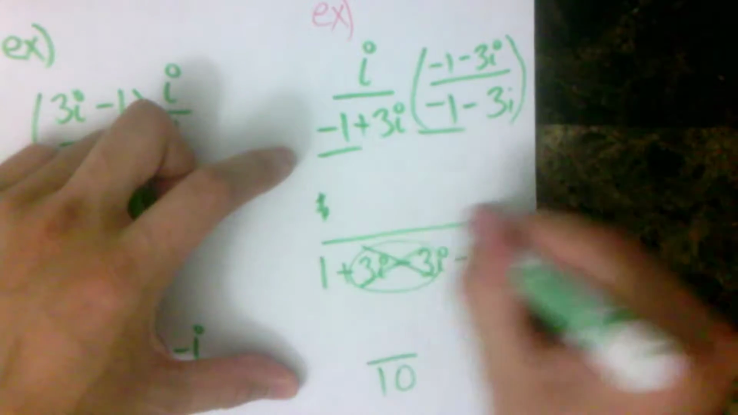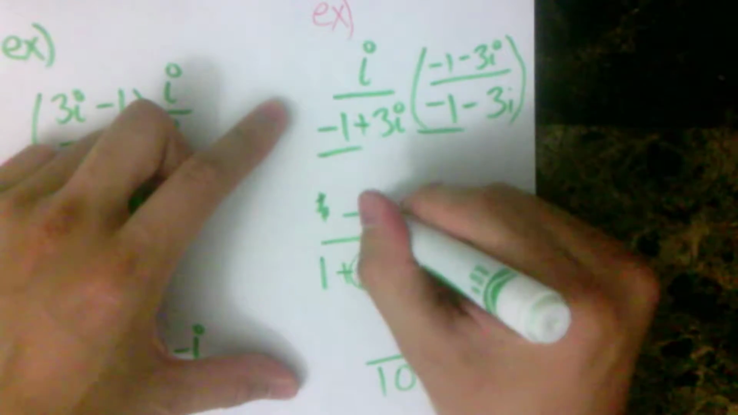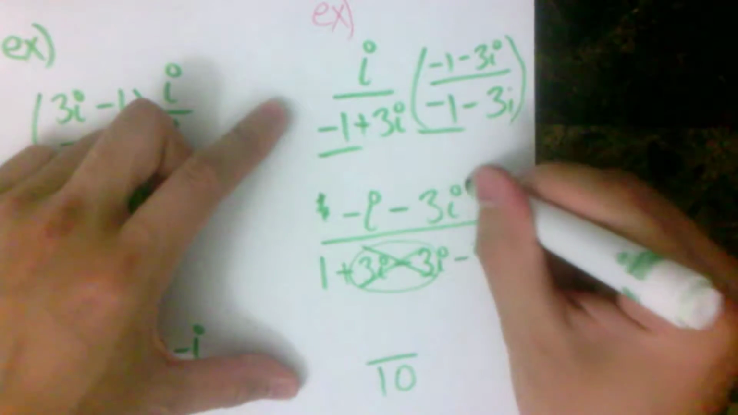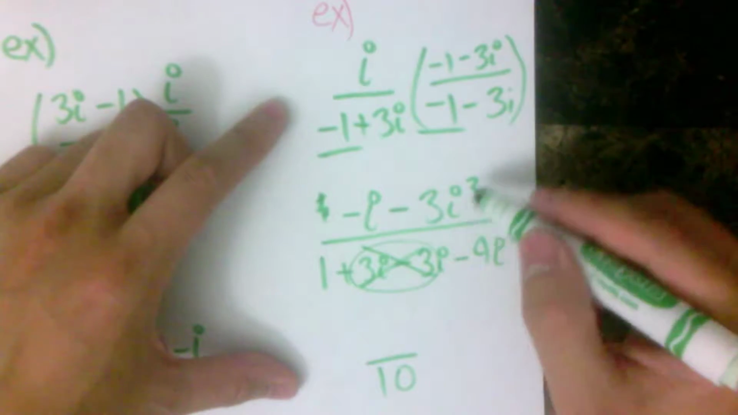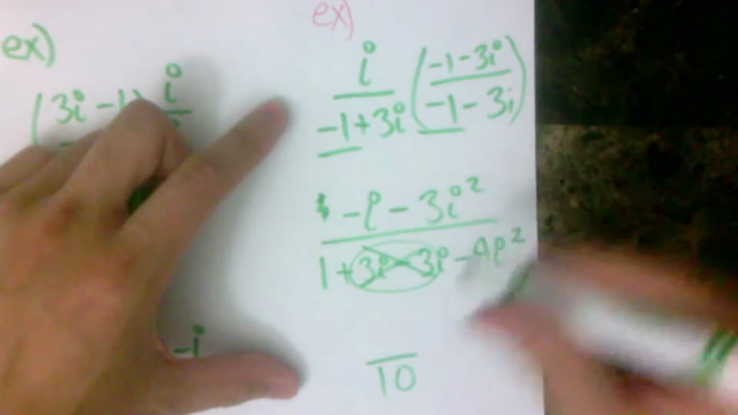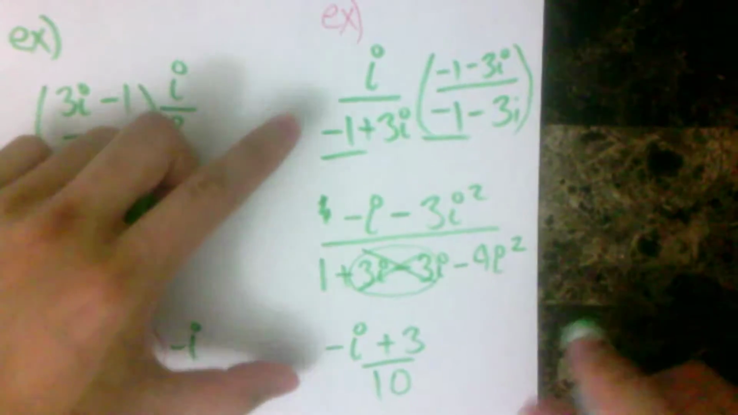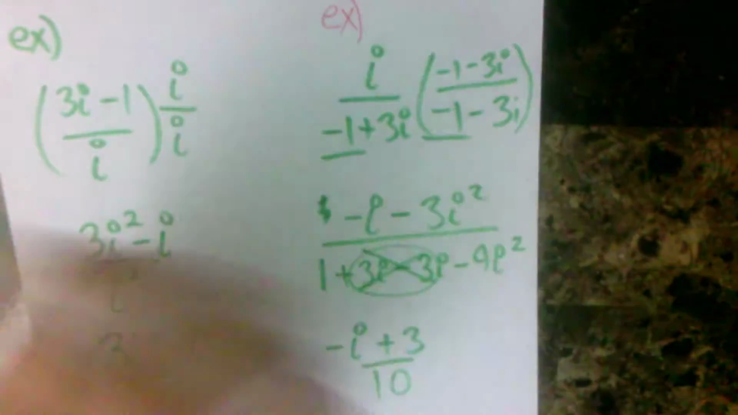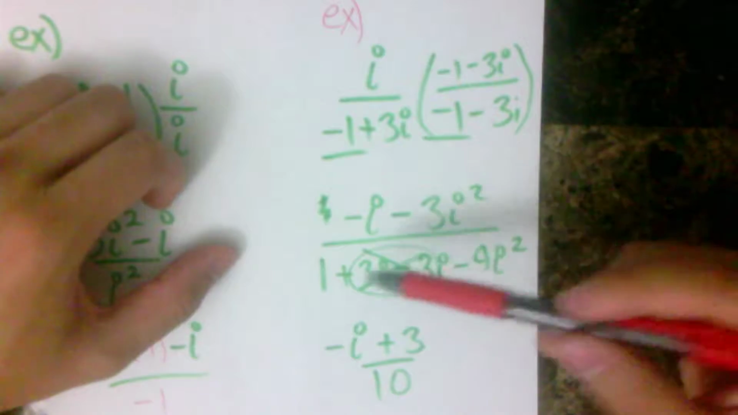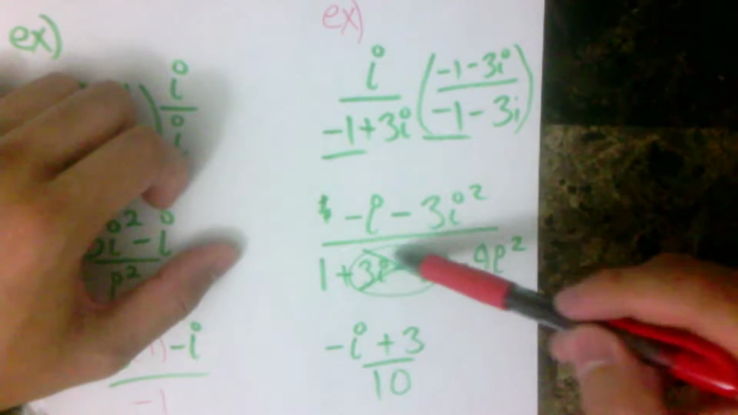But what goes on top of all this is just i times all this stuff. So i times -1 is negative i, and i times -3i is a negative 3i squared. And again, i squared we can simplify to -1. Negative 3 times -1 is a positive 3. So this is really negative i plus 3 all over 10, and you'd be done with this problem. I know I went through that quickly, but it is just FOIL, except that because of the conjugate, you can now eliminate the outer and inner parts. That middle part will always disappear.